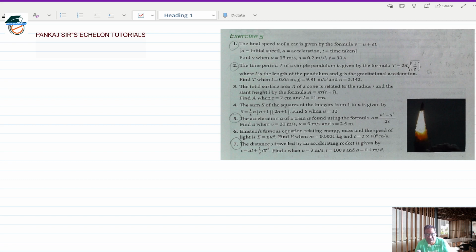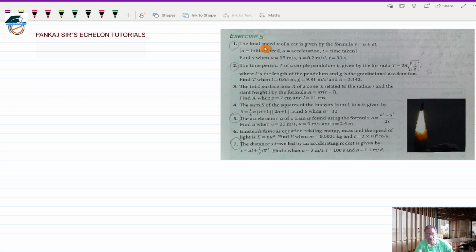In today's session, we are going to start with a new exercise, that is exercise 5 from the chapter Algebra 1, and this is from the David Rayner book, the fourth edition that I'm using. The questions in this exercise 5 pertain mainly to the usage of the formula.